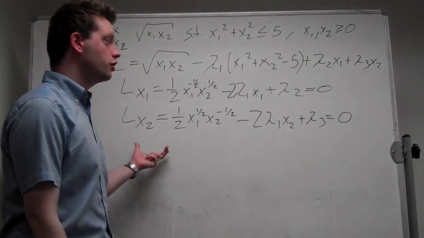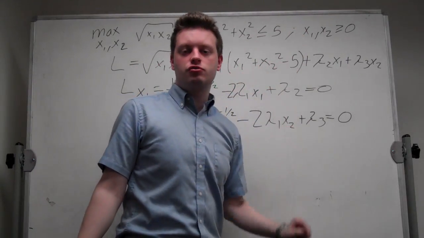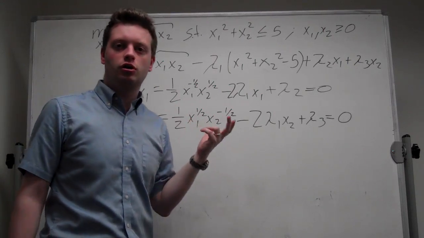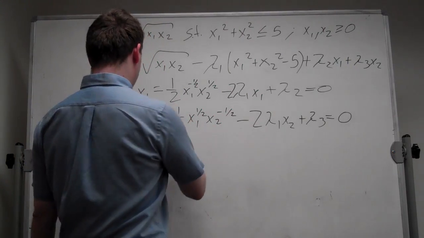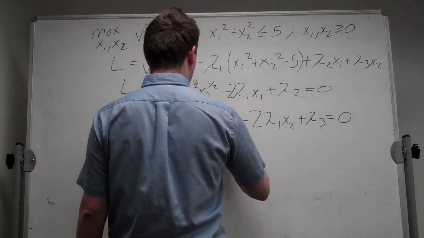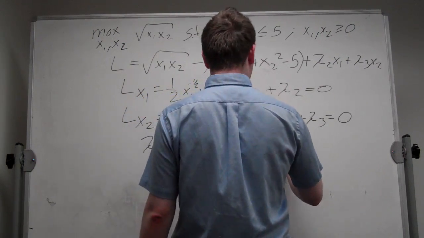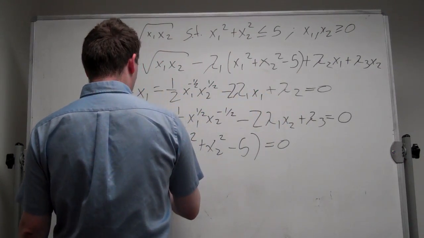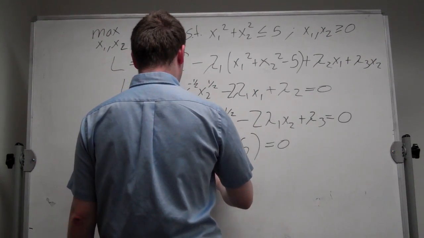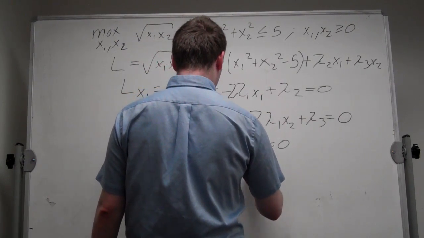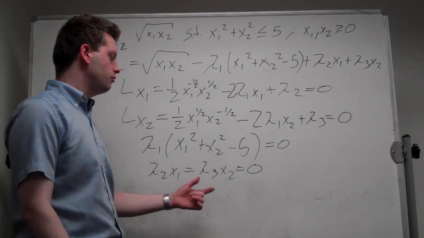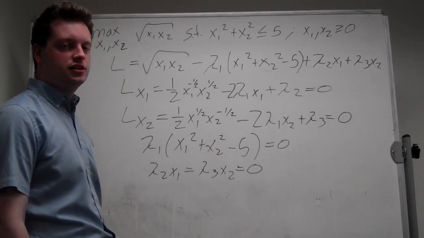So we have our two first order conditions. Given these are all inequality constraints, we don't take the derivative with respect to the Lagrange multipliers, but we put the complementary slackness conditions down. The first one is lambda 1 times (x1 squared plus x2 squared minus 5) equals 0, and lambda 2 x1 equals 0, lambda 3 x2 equals 0. To conserve vertical space, I put them into the same line, and we have our three complementary slackness conditions.